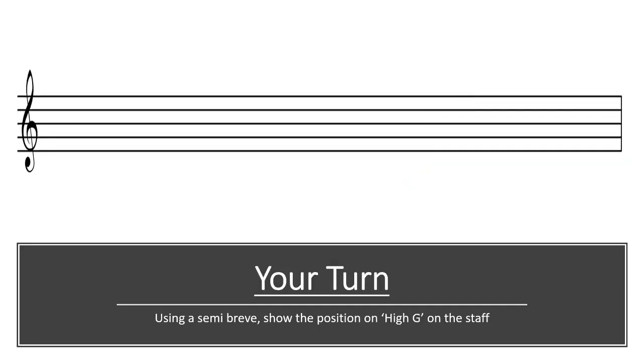Oh, we're getting another one. Using a semi-breve, show the position of high G on the staff. So think back to what the semi-breve was. And then we're going to draw high G as a semi-breve, or a semi-breve on high G. So think back to, we had G here, and then we've got A, B, C, D, working our way up, E, F, all the way up to the top. You should end up with this.